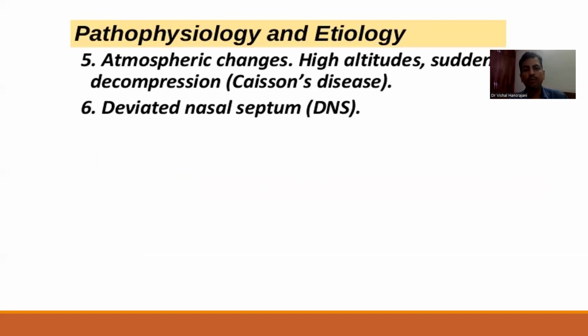The fifth is atmospheric pressure change. High altitude and sudden change in pressure, like in Caisson's disease, is also a common cause of bleeding, and it is mostly from the anterior part of the nose. The deviated nasal septum, as I already told you, can be a common cause of epistaxis, especially because of the drying effect of the air current on the deviated part of the nose.